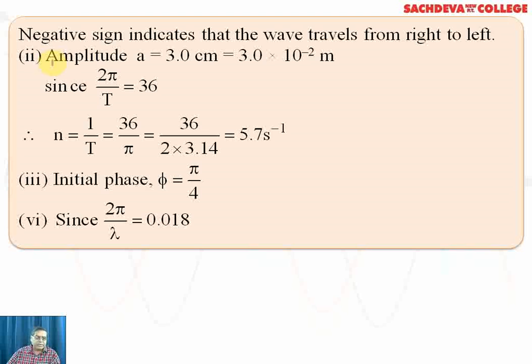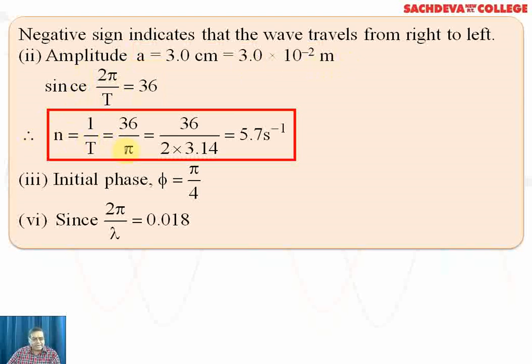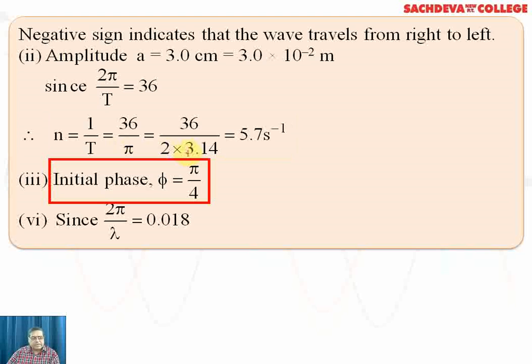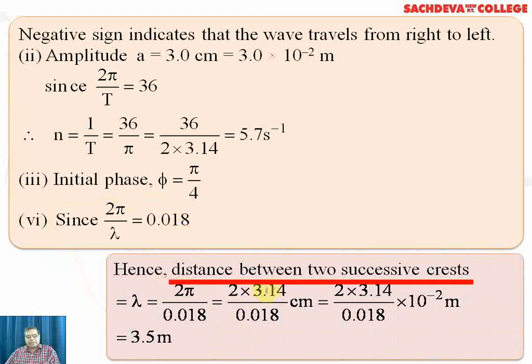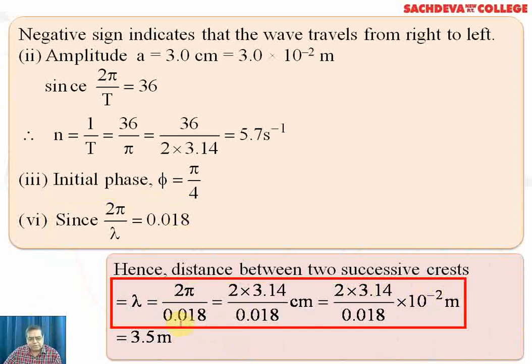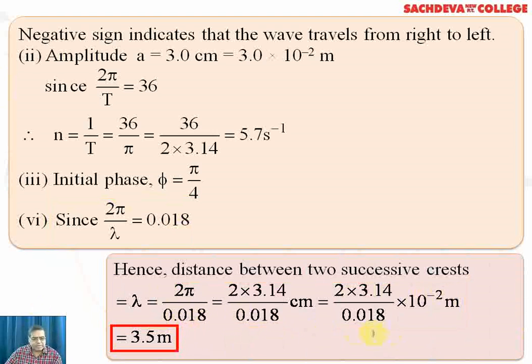So we compare the equation, and amplitude is found to be 3 centimeters or 3 into 10 to the power minus 2 meters. And because according to the equation 2 pi by T is 36, we get the value of T, that is 2 pi by 36, and from that we get n, because n is 1 over T. Initial phase is given by pi over 4, according to the equation. Since 2 pi by lambda is 0.018, the distance between two successive crests, that is lambda, we put the values in the formula, and it is found to be 3.5 meters.